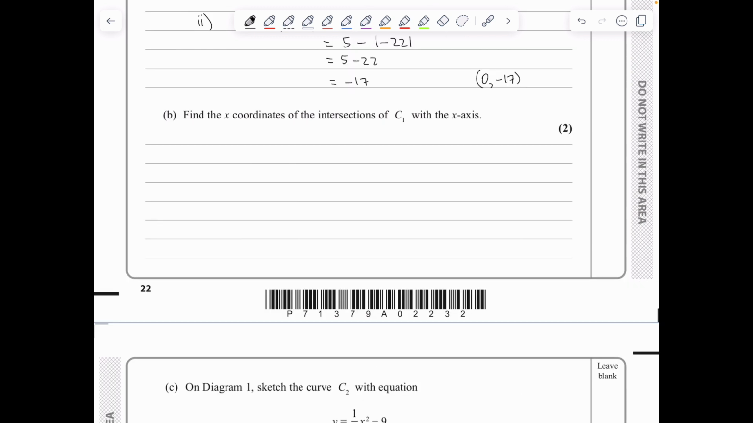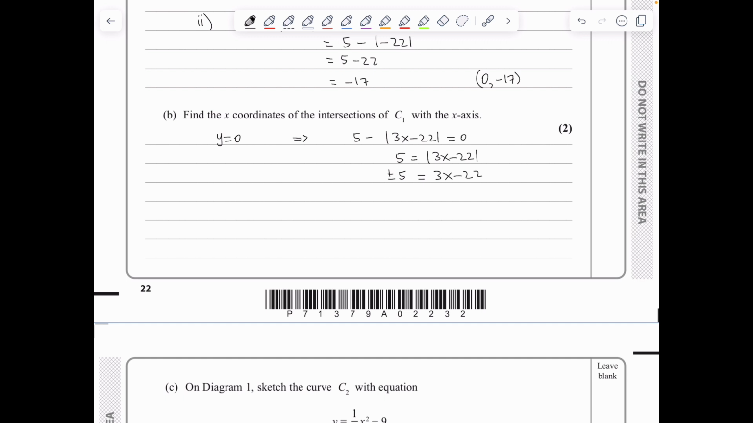In part B, we are asked to find the x coordinates of the intersection with the x-axis. So if we are intersecting the x-axis, that means that y is 0, and therefore we are trying to solve 5 minus the modulus of 3x minus 22 is equal to 0. So we've got 5 is the modulus of 3x minus 22, which simply means that the 3x minus 22 could be plus or minus 5.